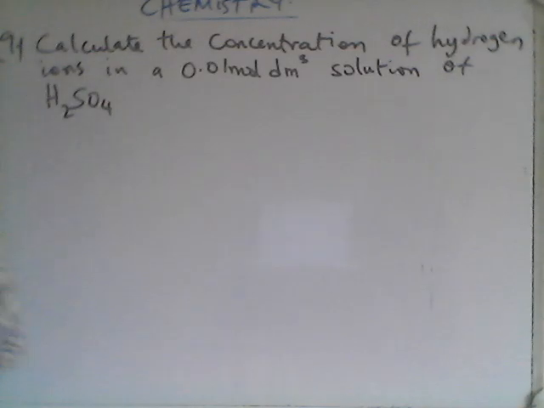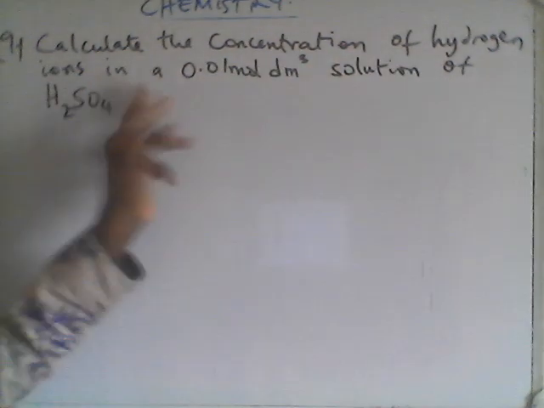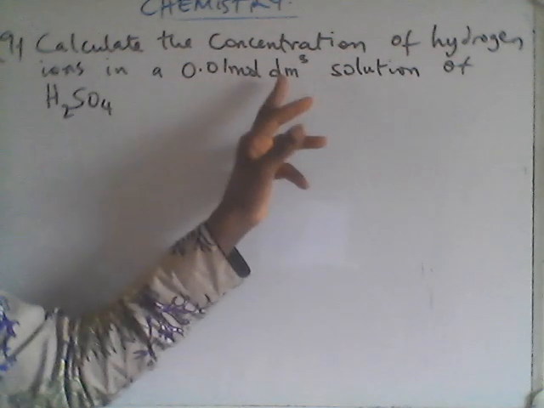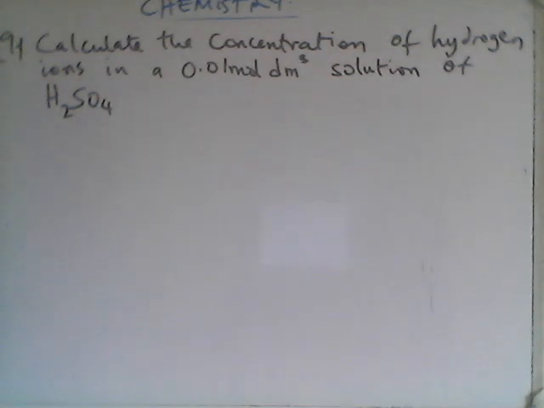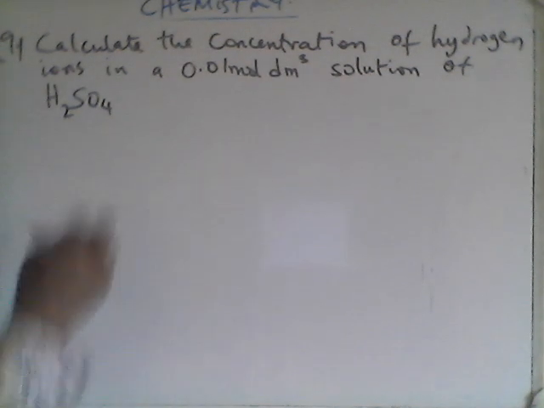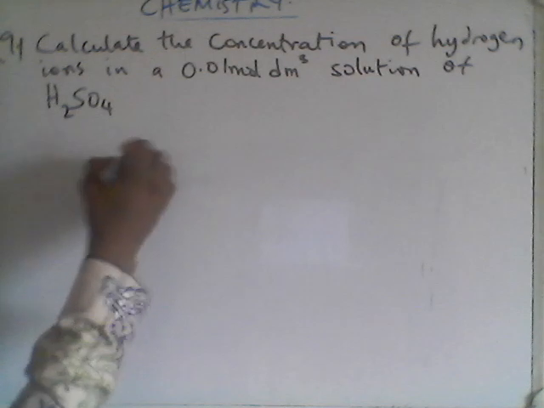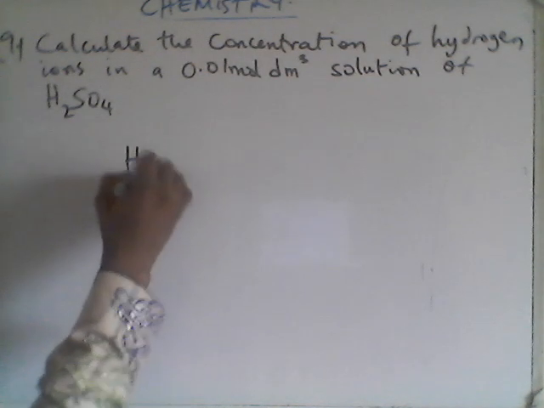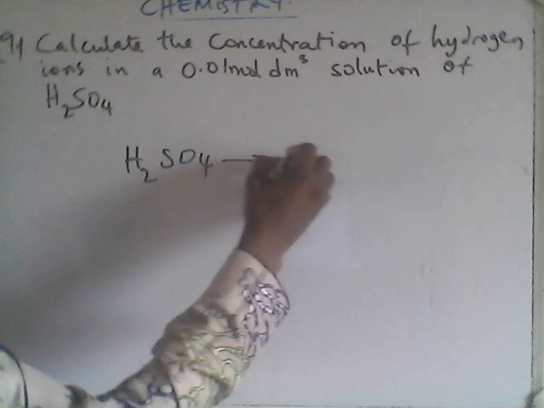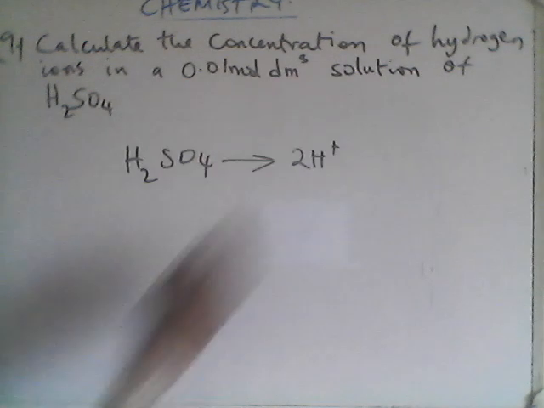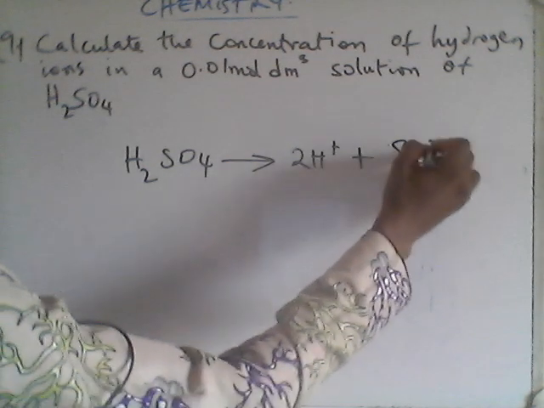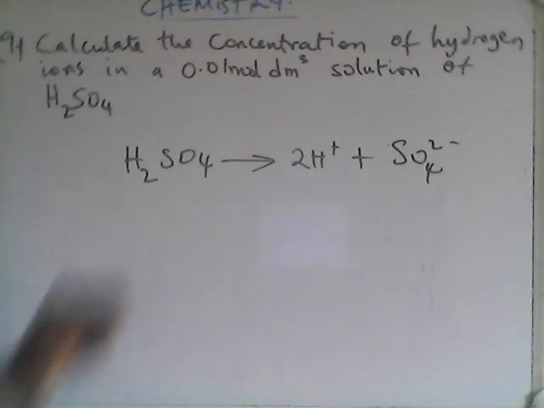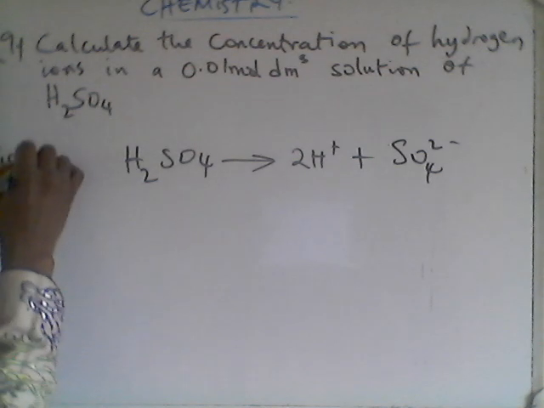Okay, so this question on the board says, calculate the concentration of hydrogen ions in 0.01 mole per dm cube of sulfuric acid. So calculate the concentration of hydrogen ions. So it means that this one has to dissociate first, so hydrogen ions can come out. So by dissociation, H2SO4 dissociates to have this and this. Okay, so this is dissociation.